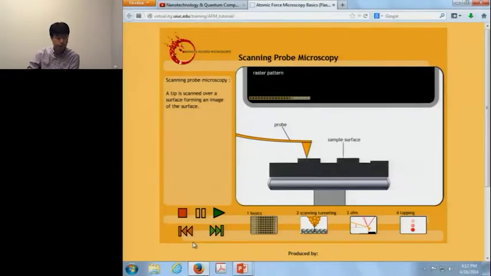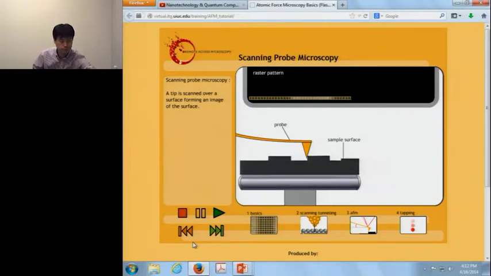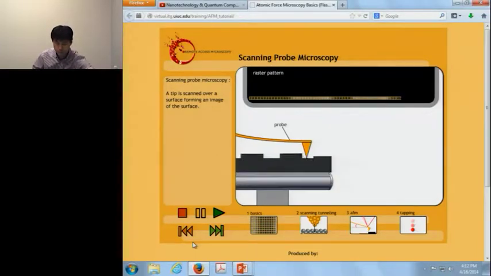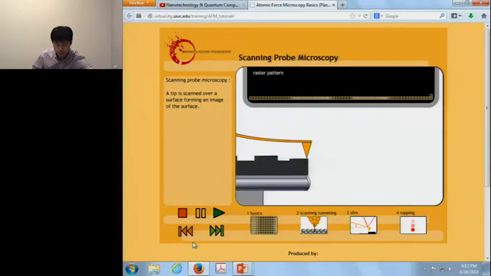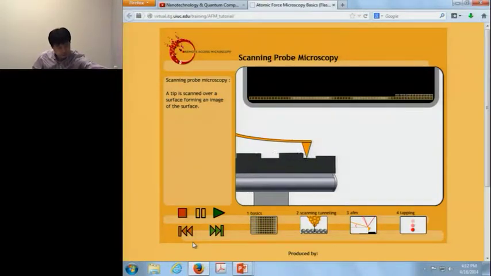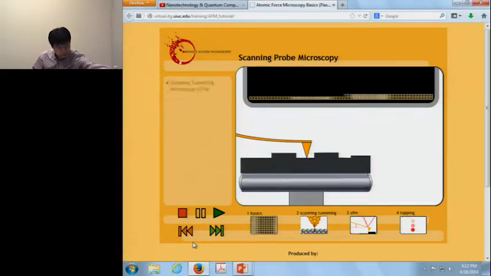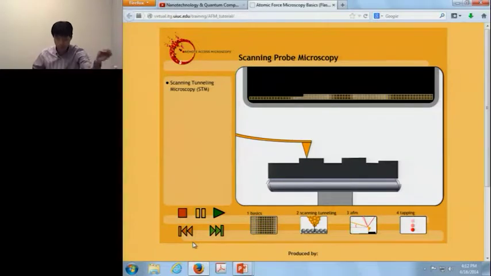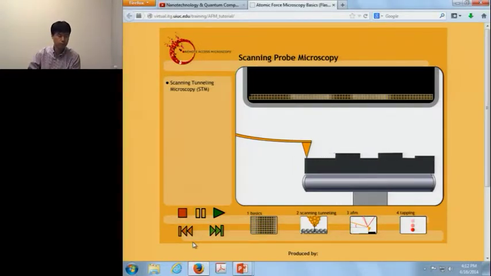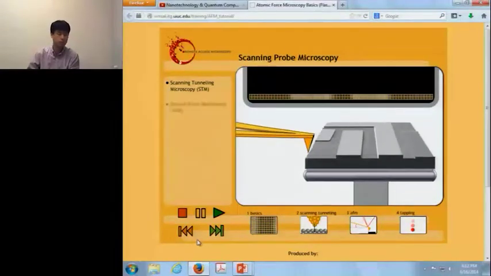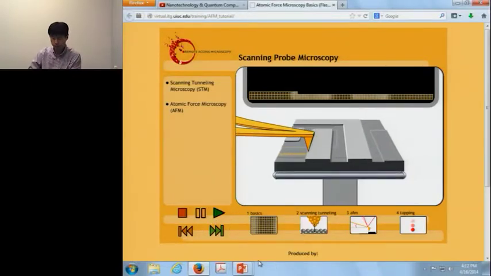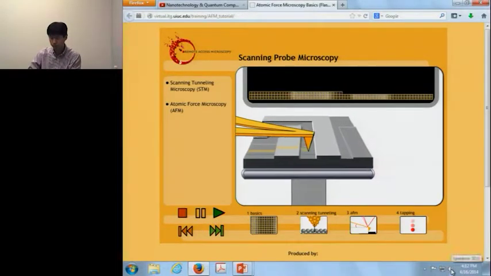Scanning probe microscopy refers to a group of imaging techniques that collect images of a sample surface by moving a probe over that surface in a raster pattern. As the sample moves, the probe records the height of the surface. Scanning tunneling microscopy was the first scanning probe technique, developed by Binnig and Rohrer in 1982. Atomic force microscopy is the most commonly used scanning probe technique.